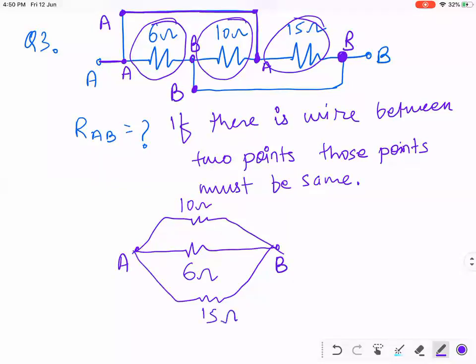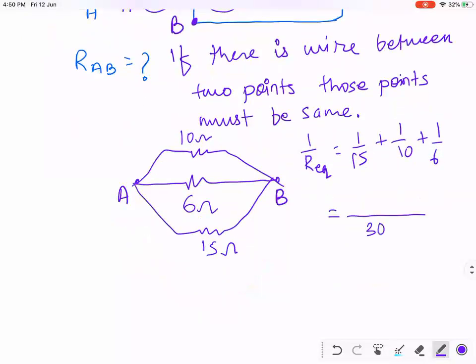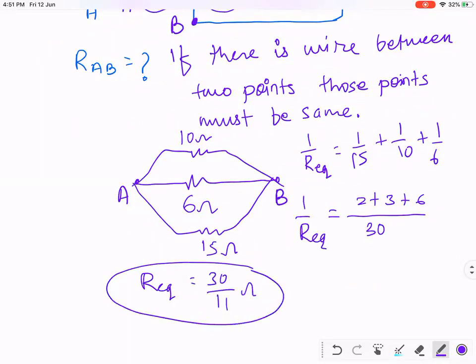So how to find the resultant of 3 resistances in parallel? 1 upon R equivalent is equal to 1 upon 15 plus 1 upon 10 plus 1 upon 6. So what will be the LCM, bacho? 30. This is 2, this is 3, this is 5. So 1 upon R equivalent is 11 by 30, so R equivalent is 30 by 11 ohm. Understood, bacho? Any doubt? No, sir. Ready for next?